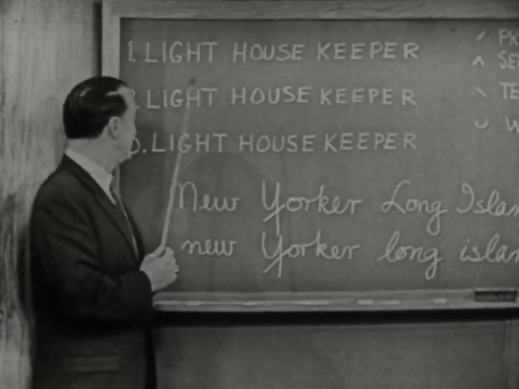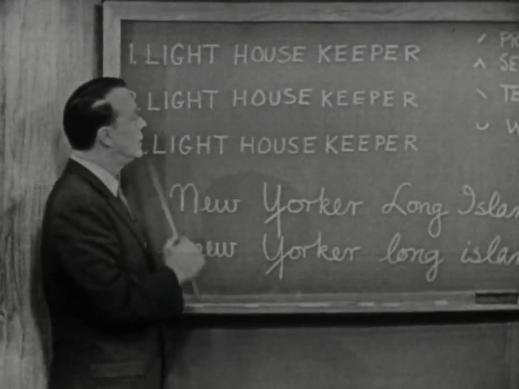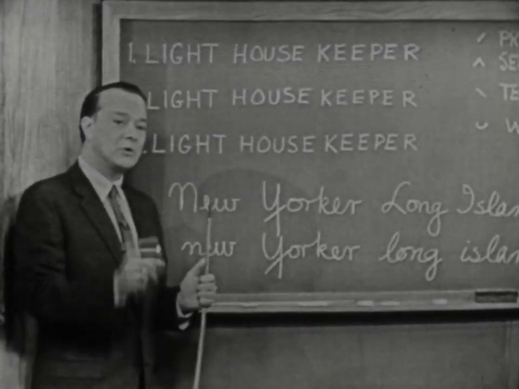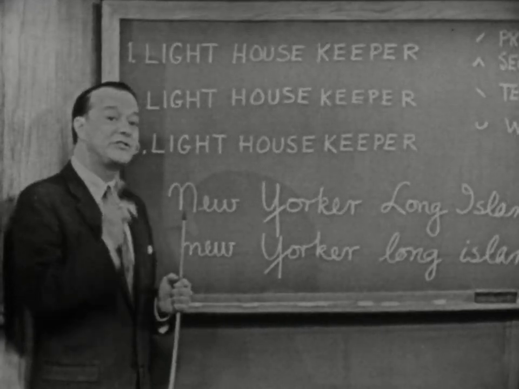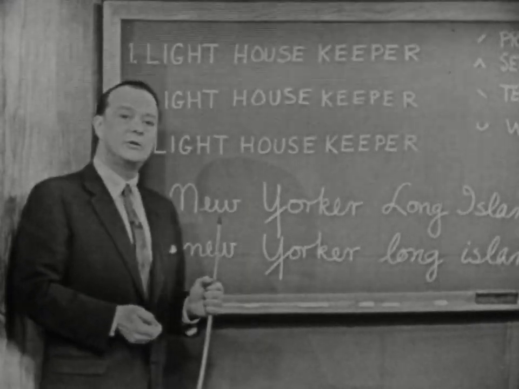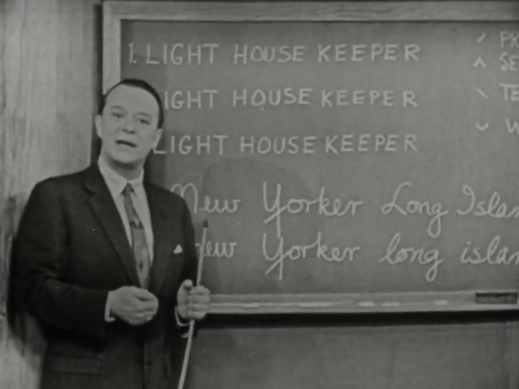Here on the blackboard, I have 3 words, the same 3 words, light and house and keeper, 3 different times. And I'm going to show you that by changing the stresses on these words, the degrees of loudness that we say them, we're going to say 3 different things. Things are going to mean 3 different things. The first one I'm going to do is lighthouse keeper, a person who keeps a lighthouse, lighthouse keeper.